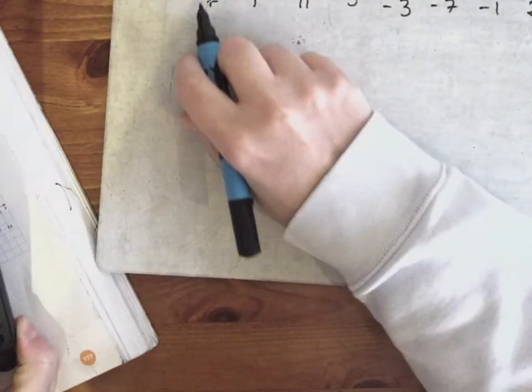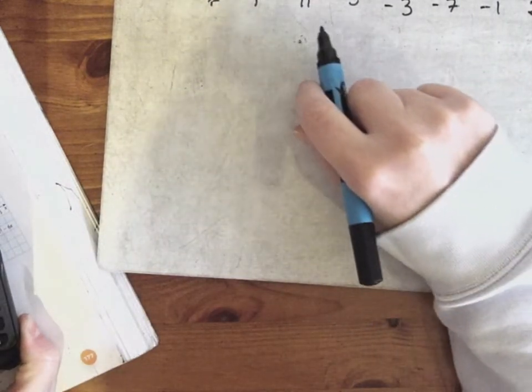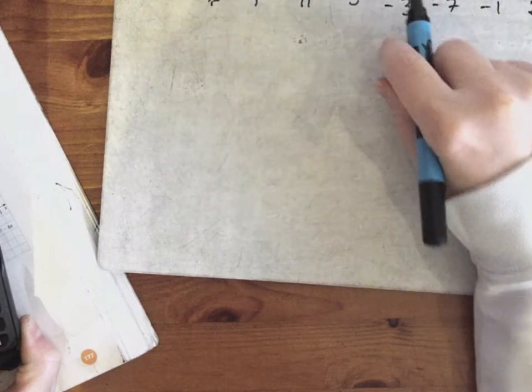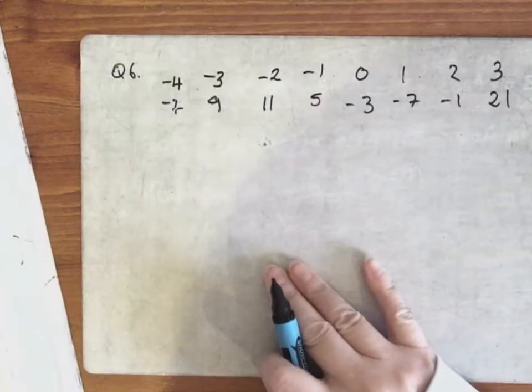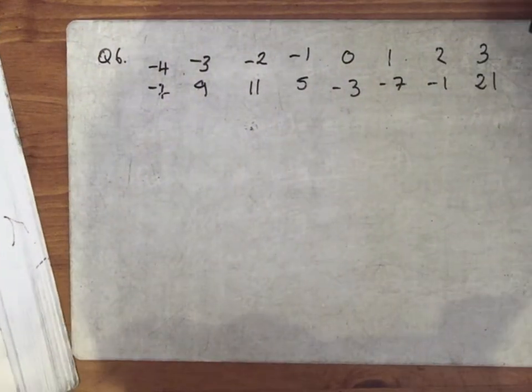So you end up with minus 4, minus 7; minus 3, 9; minus 2, 11; minus 1, 5; 0, minus 3; 1, minus 7; 2, minus 7; 3, 21.